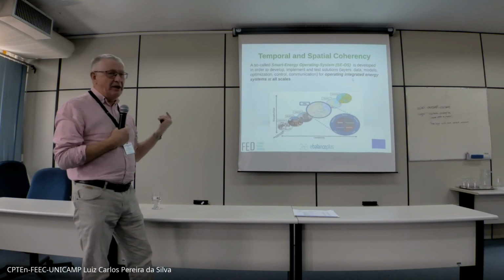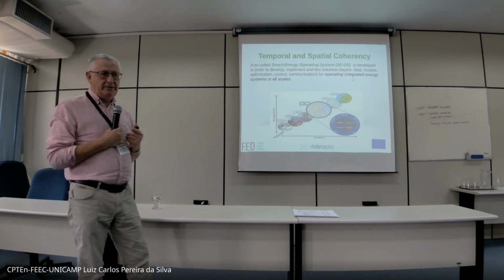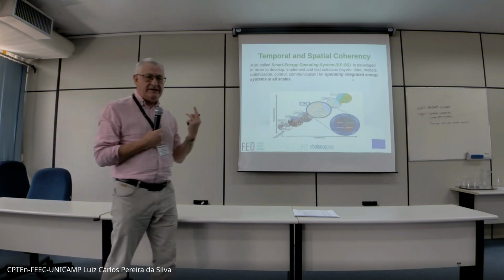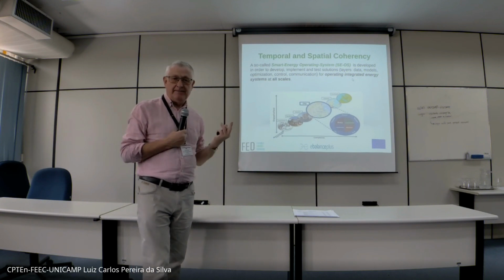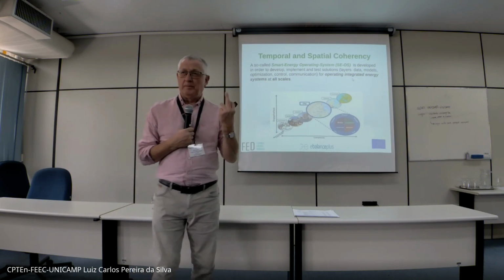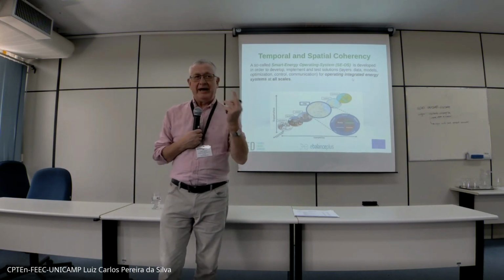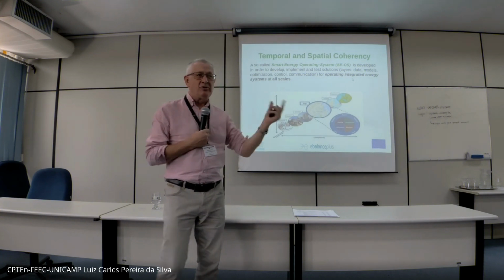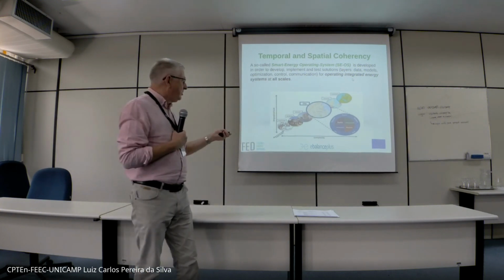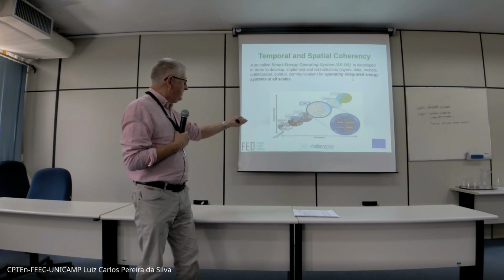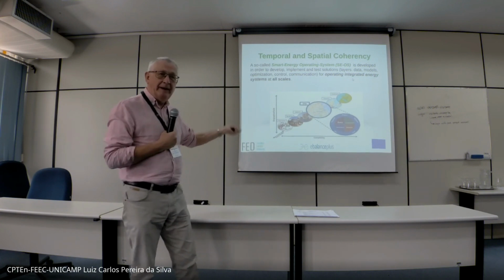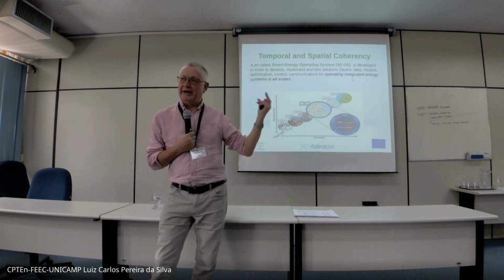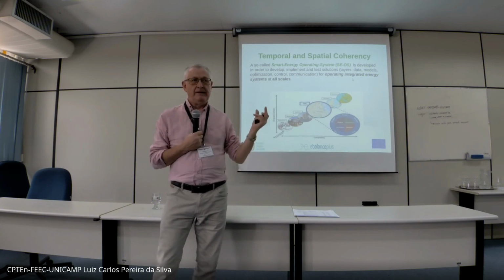Then another thing which I also mentioned in my introduction, which is important, is temporal and spatial coherency. So the models should be coherent on any temporal scales. We should be able to zoom in and out, consider an appliance or a city or whatever, and go back and forth. And the models should just be coherent. They should be linked together.